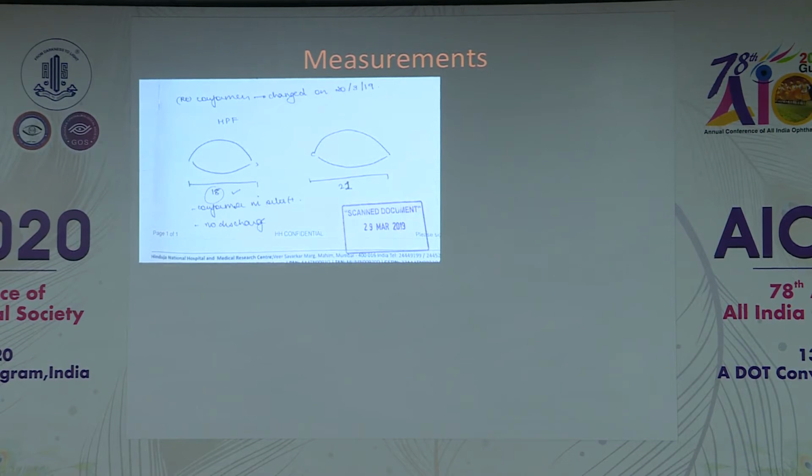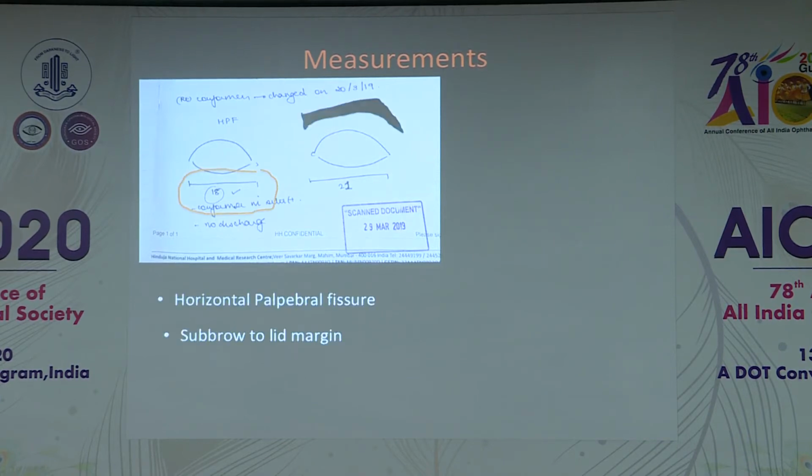This is how I document it every visit. We draw this. The main thing you really need to do is measure the horizontal palpebral fissure from the medial to lateral canthus. But the recent thing I've started doing is measuring the vertical length, which is a measurement from the sub-brow to the lid margin. So it gives you a vertical measurement, and also shows whether the superior fornix is developing equally.